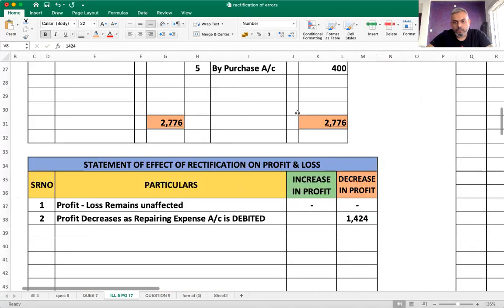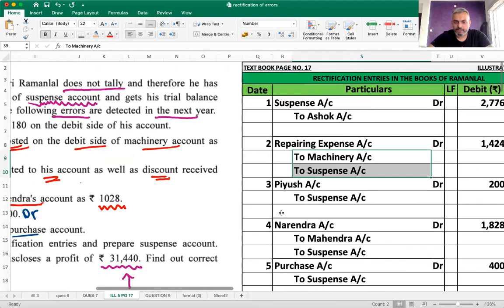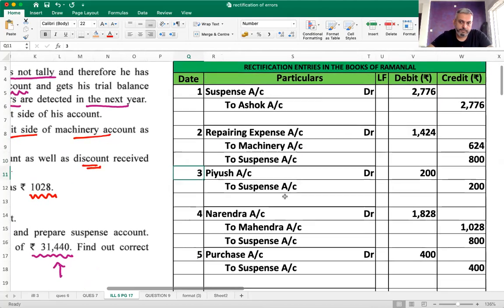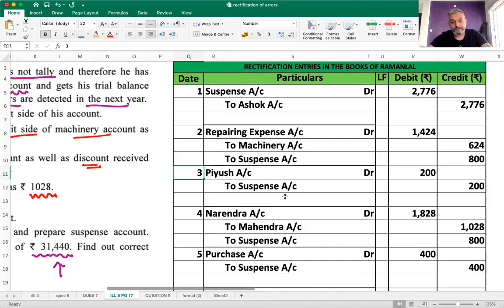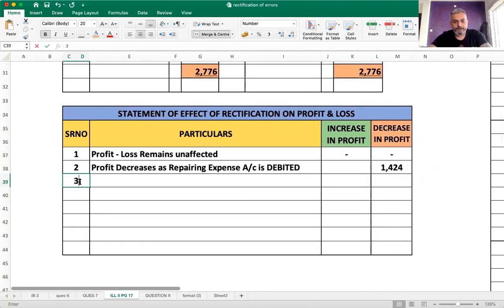Now, what about मशीनरी एंड सस्पेंस? क्या ये प्रॉफिट को अफेक्ट करेगा, मशीनरी या सस्पेंस अकाउंट? No, it will not affect. Now third one, पीयूष टू सस्पेंस, No. कोई भी अफेक्ट करेगा नहीं. सो थर्ड वी राइट प्रॉफिट लॉस रिमेन अनअफेक्टेड.